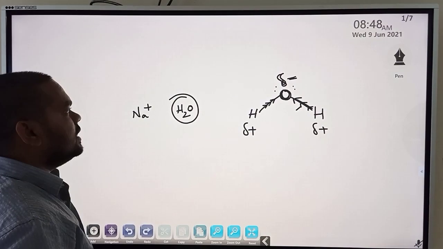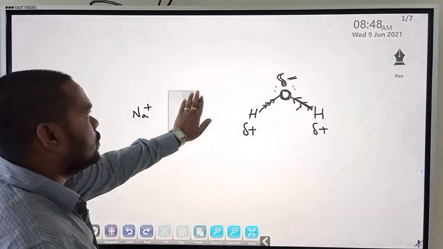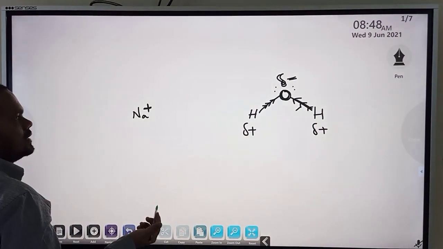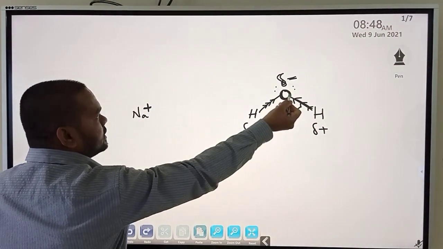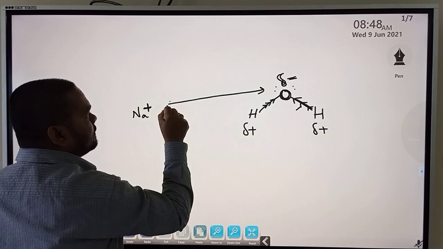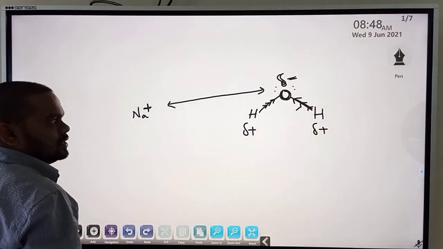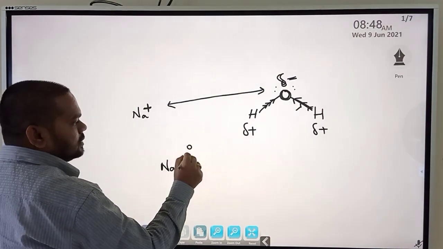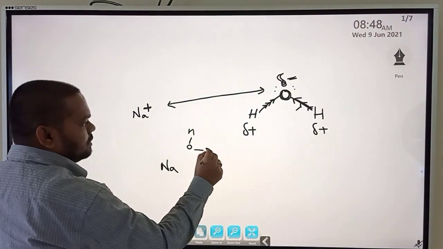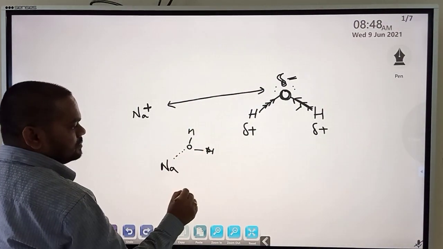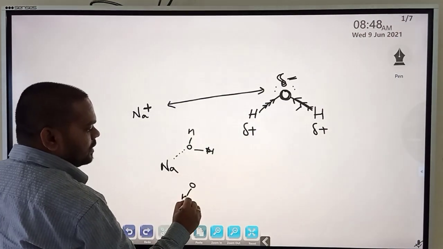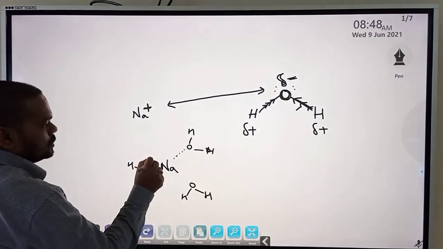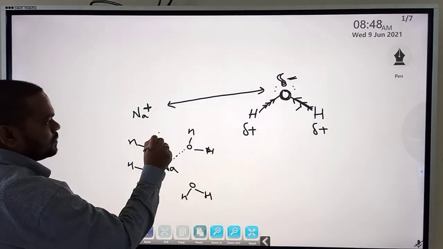Now on the whole, we have this partial negative character on oxygen, and sodium is what charge? Positively charged. So obviously this positive charge of sodium will be attracted towards this negatively charged portion of water. That's how you will see the sodium surrounded by the water molecules like this. They will be approaching here. So I'll have many water molecules approaching the sodium.